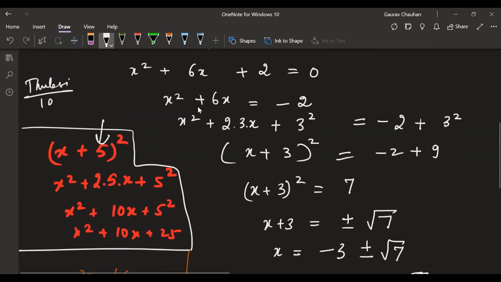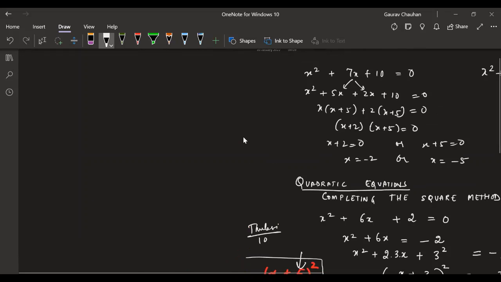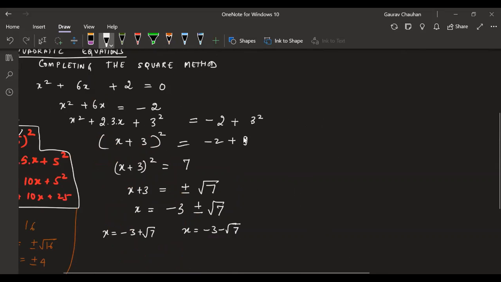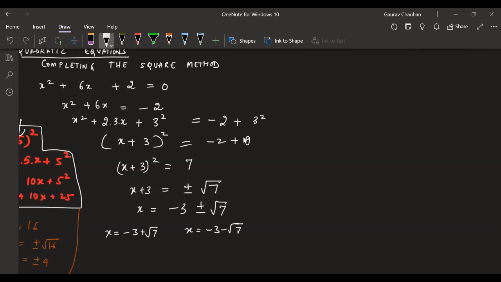Let's check. Let's quickly apply the quadratic formula also, and see if that's what we are getting. The quadratic formula is derived from this method only, but let's see if our method has been right so far. X is equal to minus b plus minus root over b square minus 4ac by 2a. That's equal to minus b, which is 6, plus minus root over b square minus 4ac.